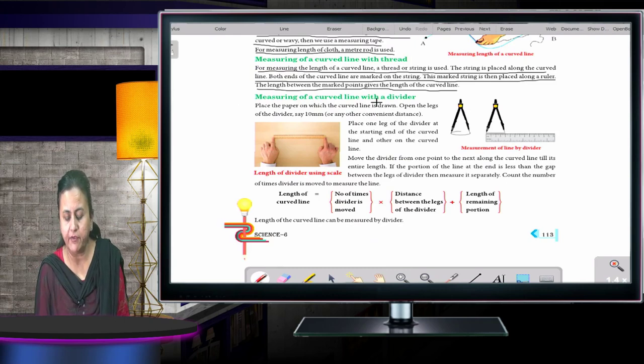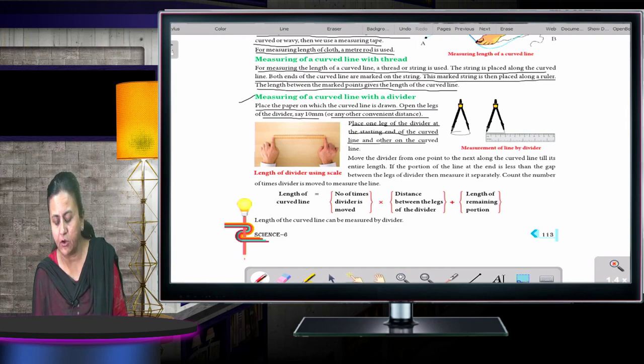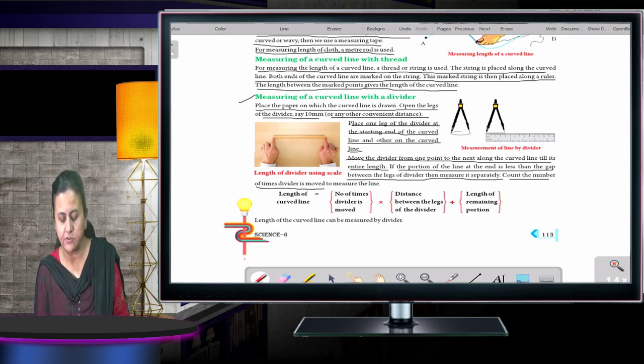Measuring of a curved line with a divider. Place the paper on which the curved line is drawn. Open the legs of the divider, say 10 mm or any other convenient distance. Place one leg of the divider at the starting end of the curved line and the other on the curved line. Move the divider from one point to the next along the curved line till its entire length is covered. If the portion of the line at the end is less than the gap between the legs of the divider, then measure this separately. Count the number of times the divider moves to measure the line.